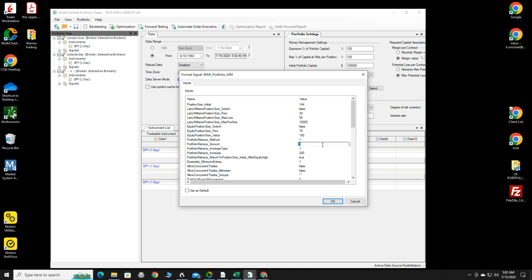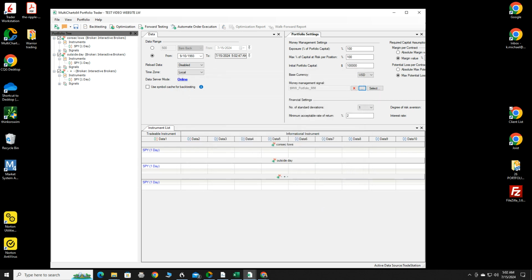So here's what it looks like once implemented. Calculating.